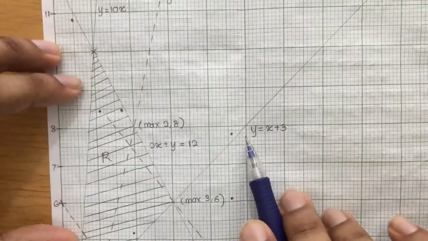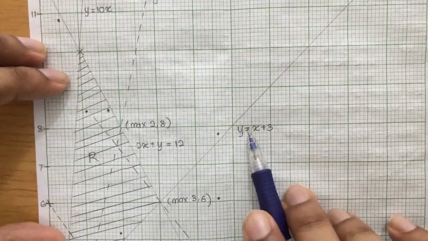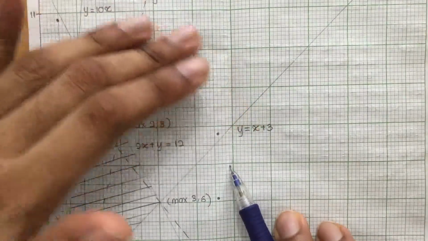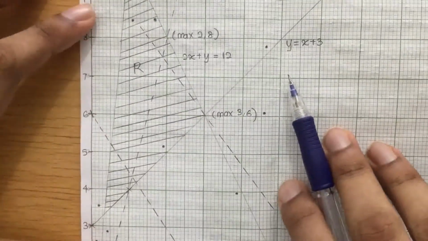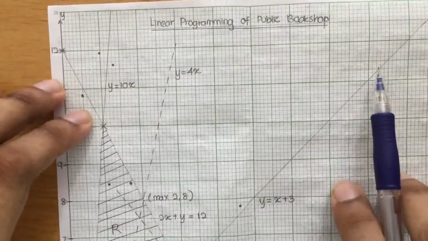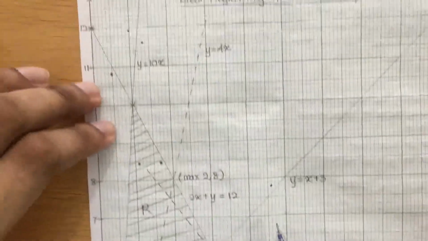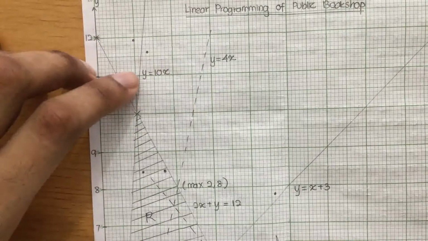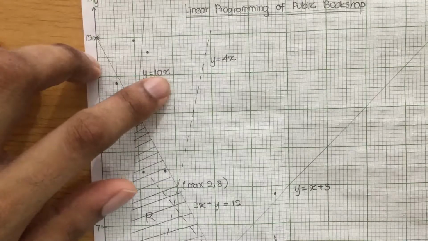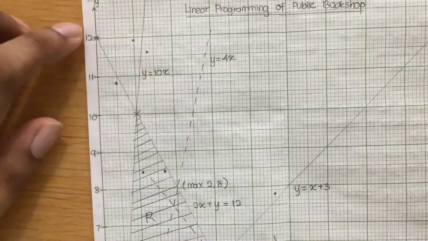Okay, and then moving on to the second graph, y equals x plus 3. Since y should be more than or equal to x plus 3, it will be marked above the graph over here, guys. So don't forget to mark at every possible region. Okay, so that is for the second one. And then the last one is y equals 10x, over here. Since y should be less than or equal to 10x, what you do is you label down here, guys. So it should be labeled below.